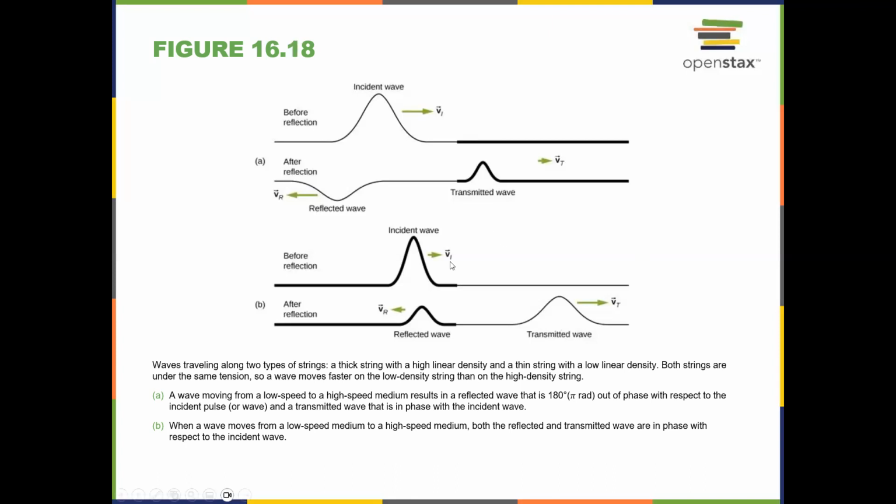This is like a fixed or a hard boundary condition. What happens is the wave comes in, it hits this change in medium, or this interface, and some of the wave is transmitted and some of it's reflected. And the reflected wave is 180 degrees out of phase with the incident wave.